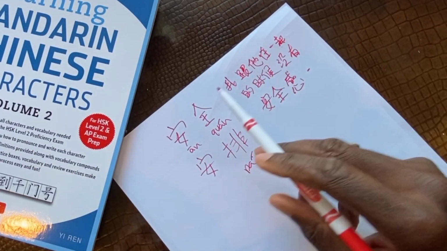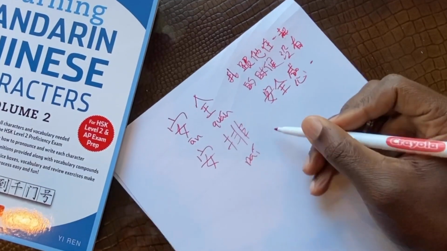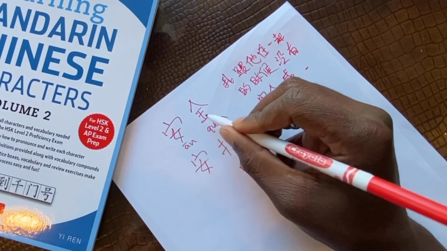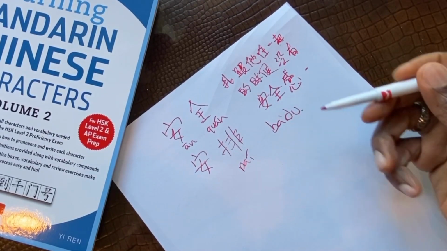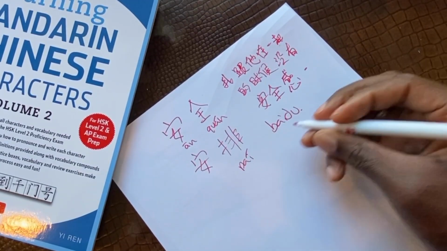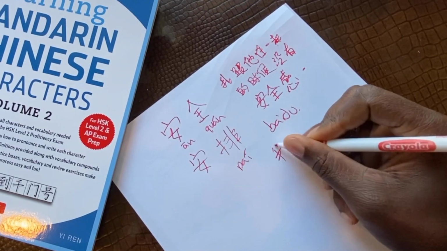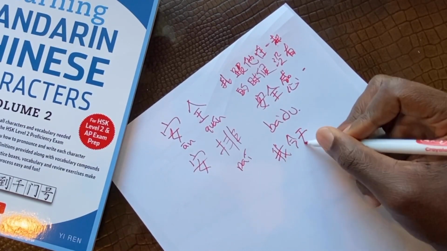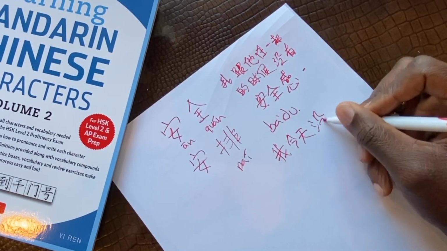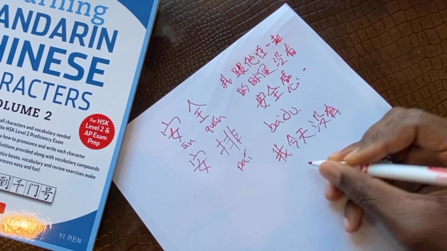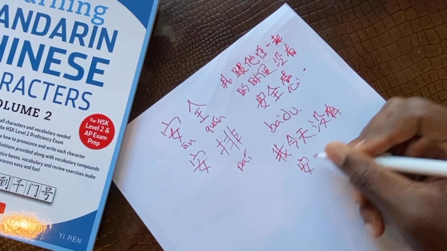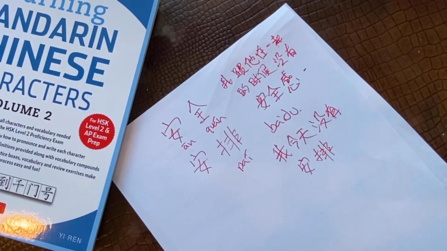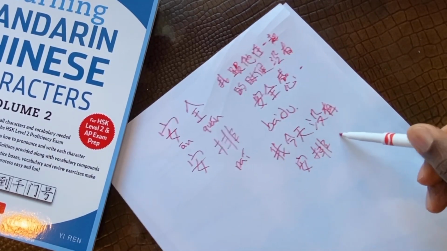You know, just find like cool sentences. You don't have to search super far. You can go on Baidu.com, type in a word, see what kind of sentences come up there. So like an pai, like I don't have any plans today. 我今天没有安排. All right, so I don't have any plans today.